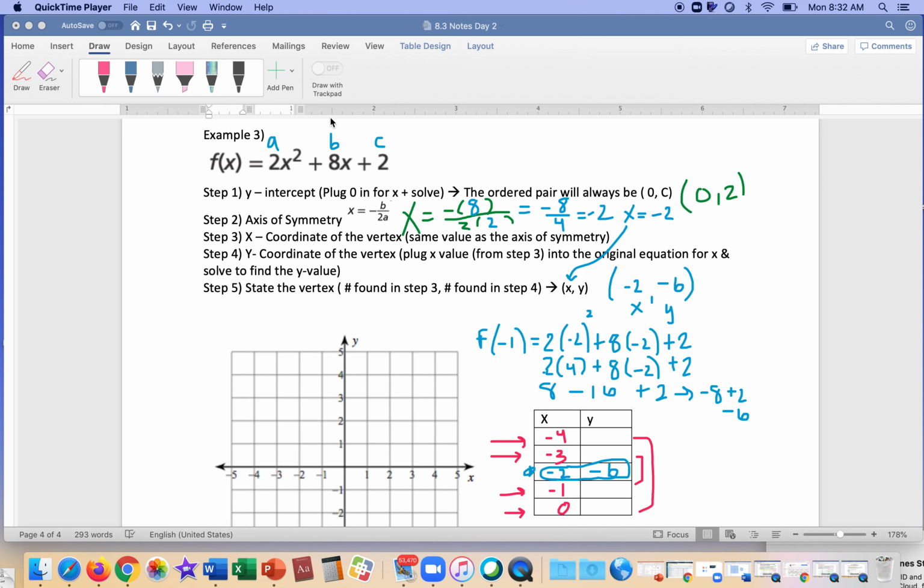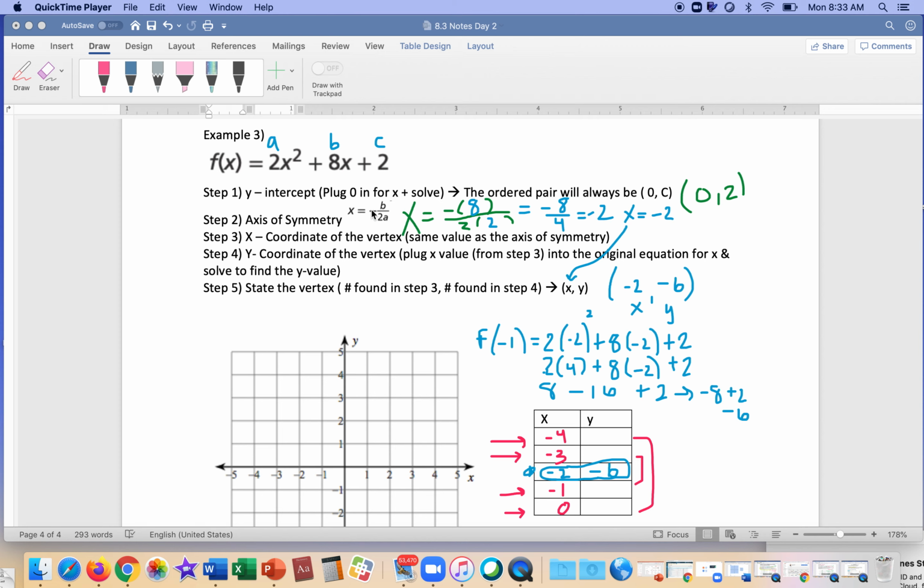Okay, so for this very last video, we're gonna kind of combine some things that will save us some time. So we first see that A is positive 2, B is positive 8, and C is positive 2. So for the y-intercept, it's (0, C), because when you plug in 0 for x, they cancel and you're left with C, 2. So (0, 2).